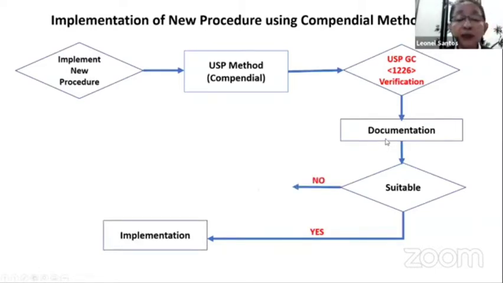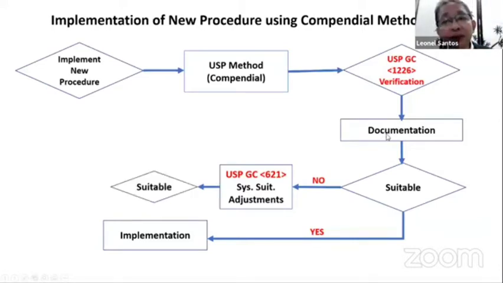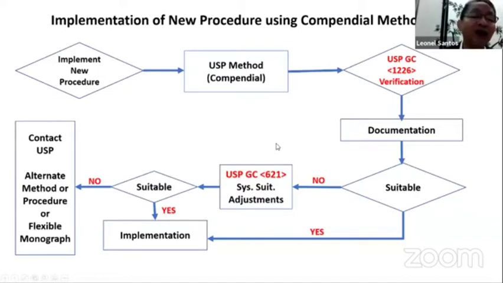But if it is not suitable, and because you are using, for example, an HPLC method, you can use what is called the USP General Chapter 621, or the System Suitability Adjustment. So you can make those adjustments and determine if the method is appropriate to analyze your sample. If it is suitable, then you can do the implementation. And if not, then you'll have to contact United States Pharmacopoeia for possible alternate method or procedure, or even the creation of what is called a flexible monograph.